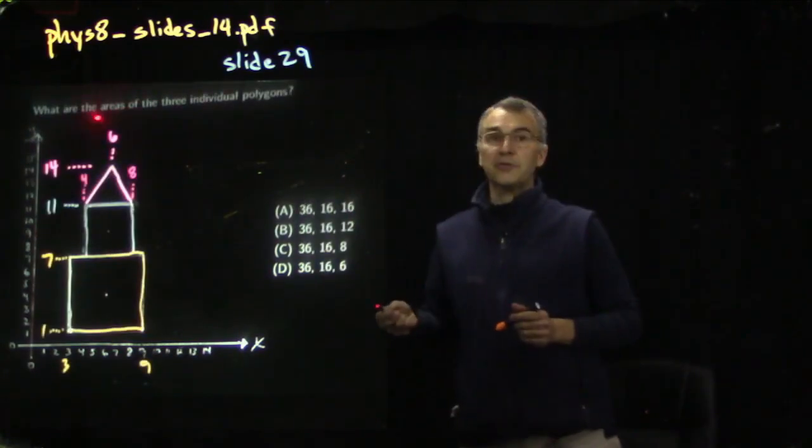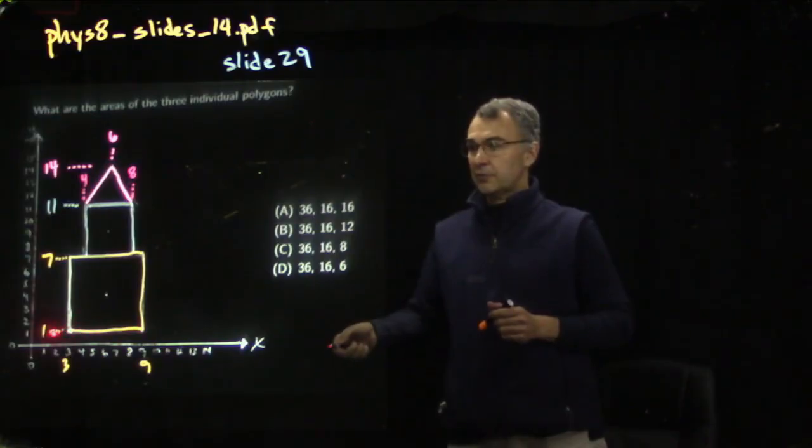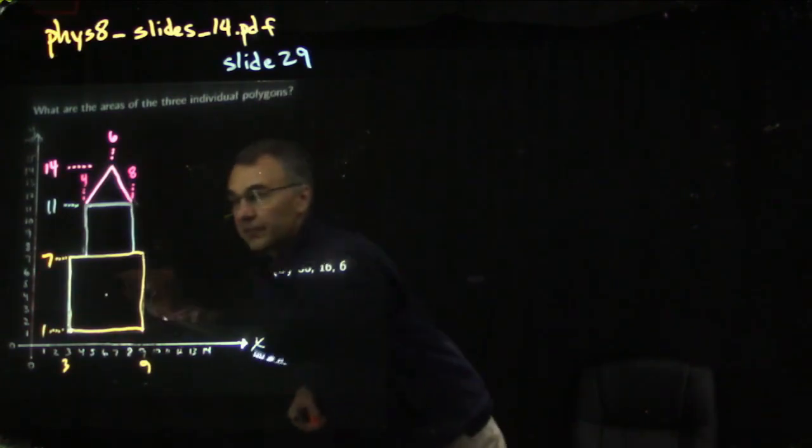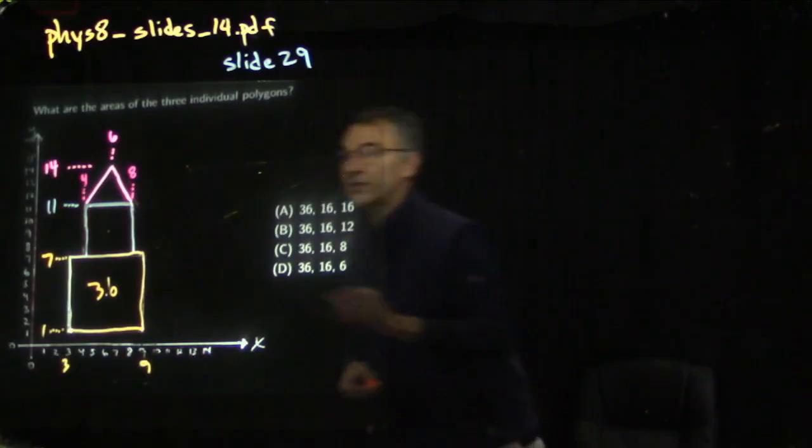What are the areas of the three individual polygons from the biggest to the smallest? Well, this square goes from 1 to 7 in y, and it goes from 3 to 9 in x. So this is 6 units by 6 units, so this is 36 square units. The smaller square goes from 4 to 8 horizontally, and from 7 to 11 vertically. So this is 4 units by 4 units. So that's 16 square units.